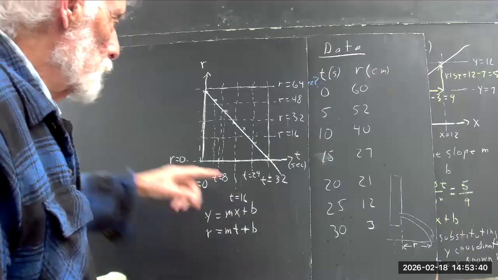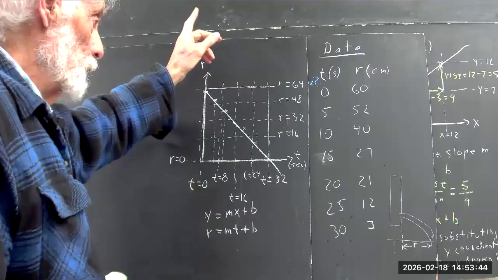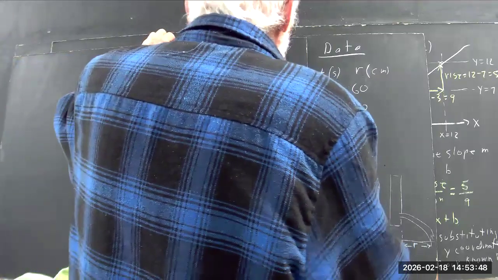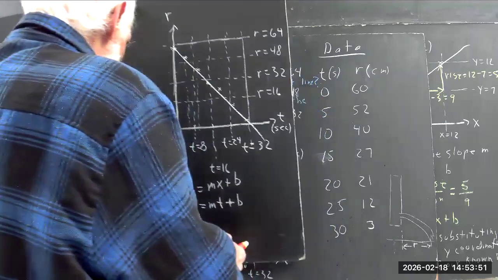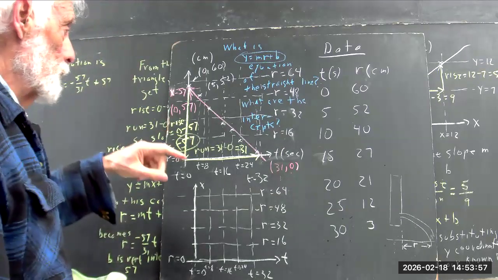It makes no difference what letters you use instead of y and x. But the number used for x ought to be in the horizontal direction. The number used for y ought to be measured in the vertical direction. Now, let's see the graph that we actually made. And there's a bunch of stuff written on this graph that you don't need to think about right now.